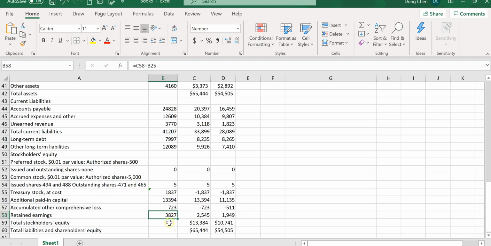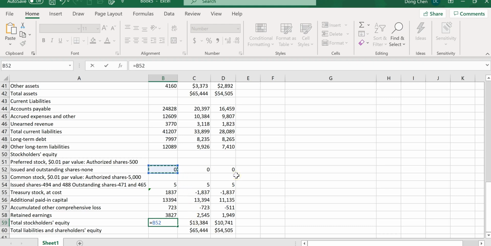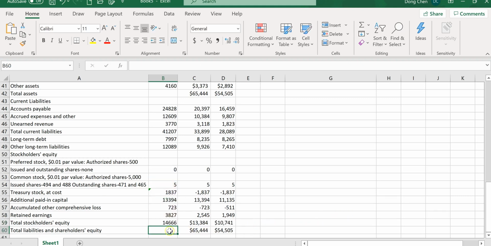So retained earnings we have already calculated. Eventually we get to the total shareholders' equity, which is the sum of preferred stock, plus the common stock, minus the treasury stock, plus the additional paid-in capital, minus accumulated other comprehensive loss, and finally add retained earnings here. So that's the total. And total liabilities and shareholders' equity, we can calculate this number unlike the total assets, because we have all the items forecasted.